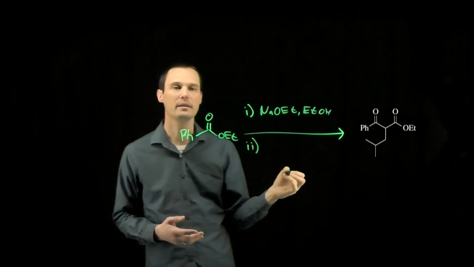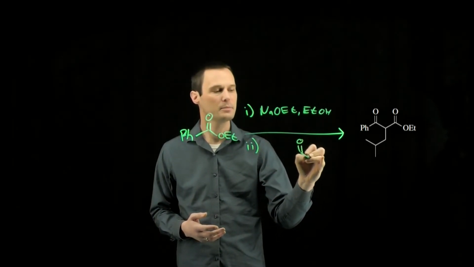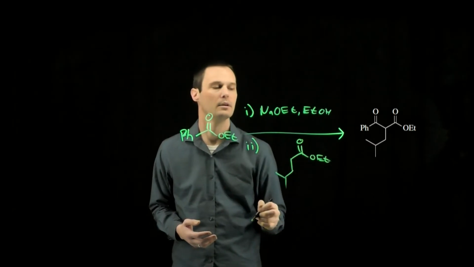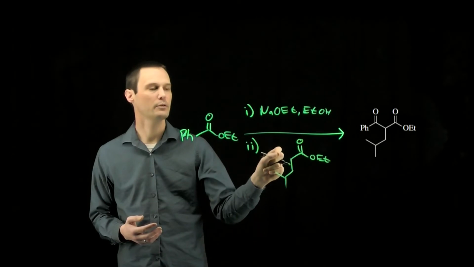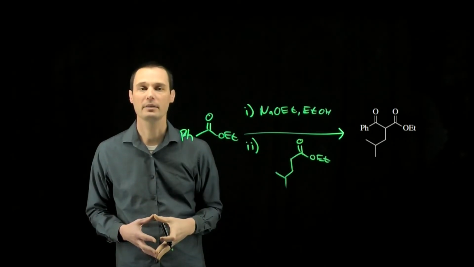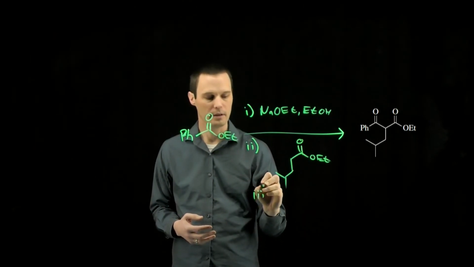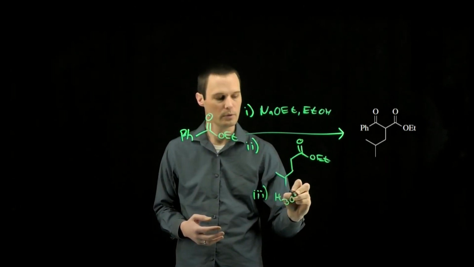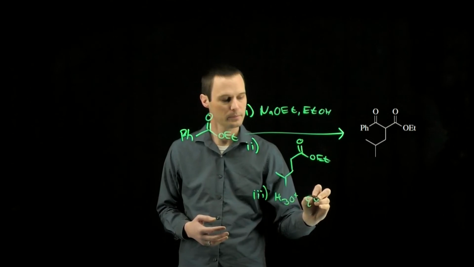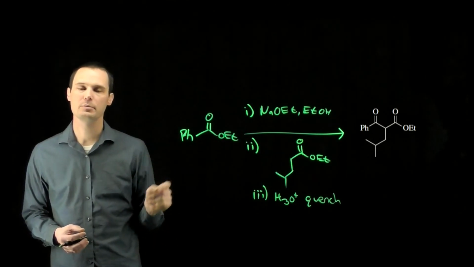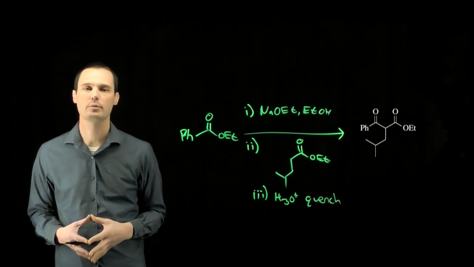Then I can add the ester that I want to use as my enolate, and I should add it dropwise, so that only small amounts of that enolate are formed at a time, and they can react with my electrophile to form the Claisen product that I need. And then I'll need an acidic quench to quench the reaction. This starting material with these reagents in this particular order will form the Claisen product that I desire.